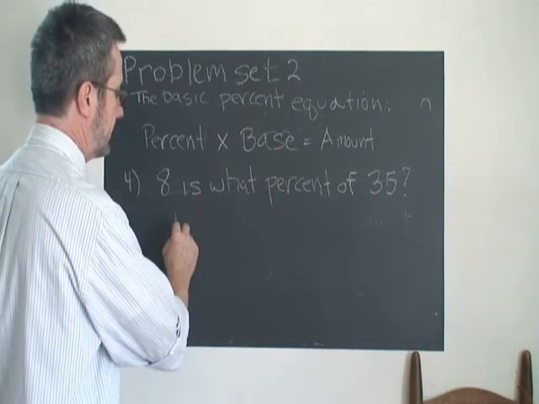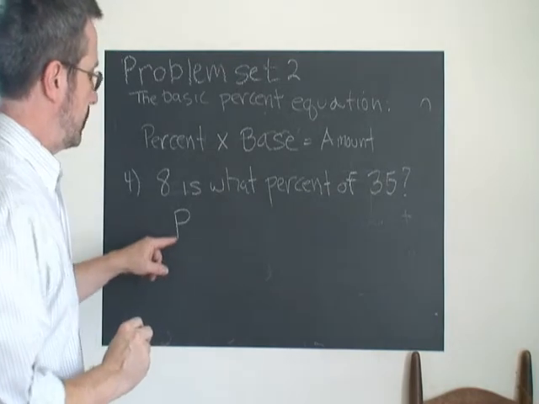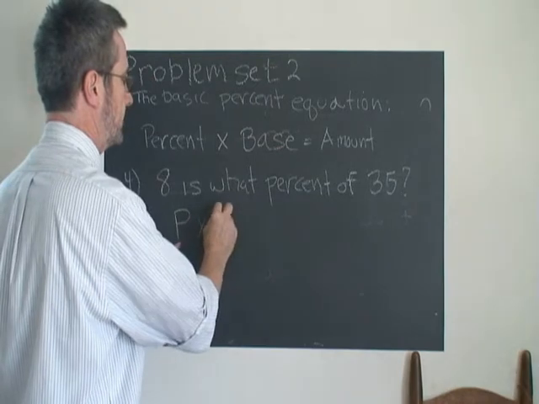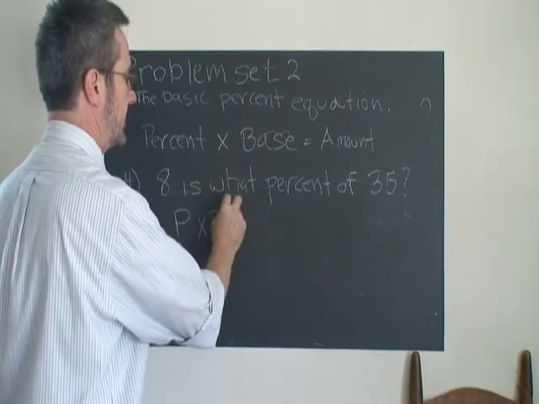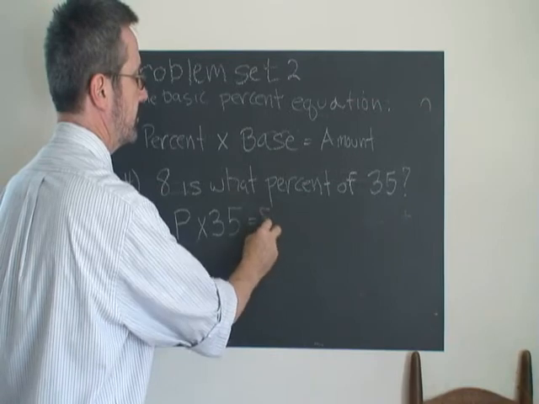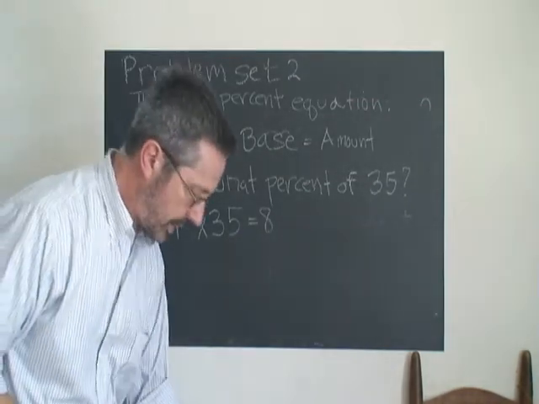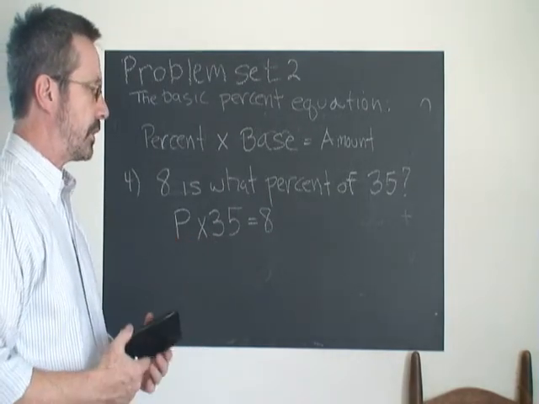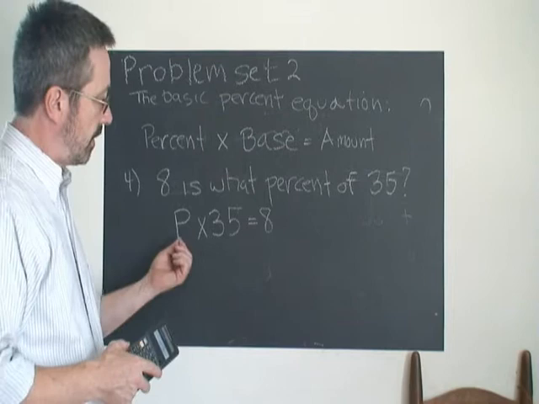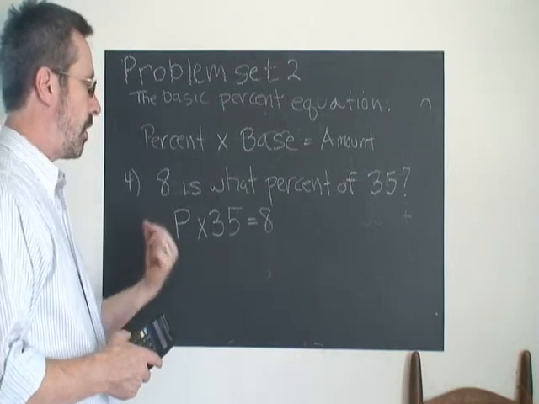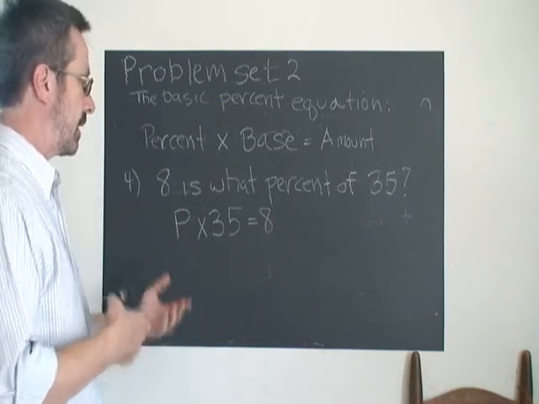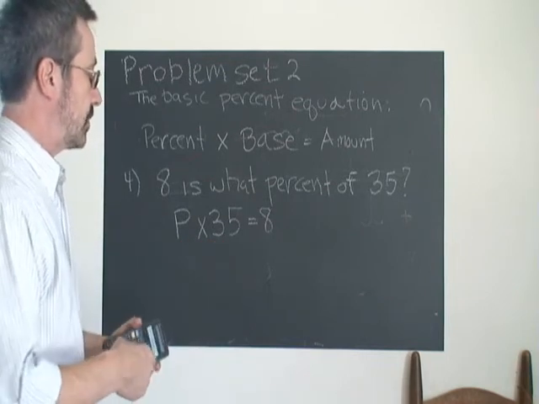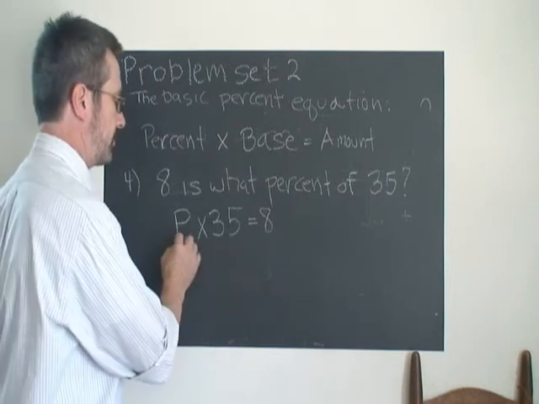So 8 must be the amount. So we have a percent, which we'll symbolize as a P, times 35 equals 8. Okay? Now we have a simple equation and one unknown, and we know how to solve those equations. We solve them by undoing all of the operations in the right order. In this case, we only have one operation, multiplication by 35. So in order to undo that, we have to divide by 35.